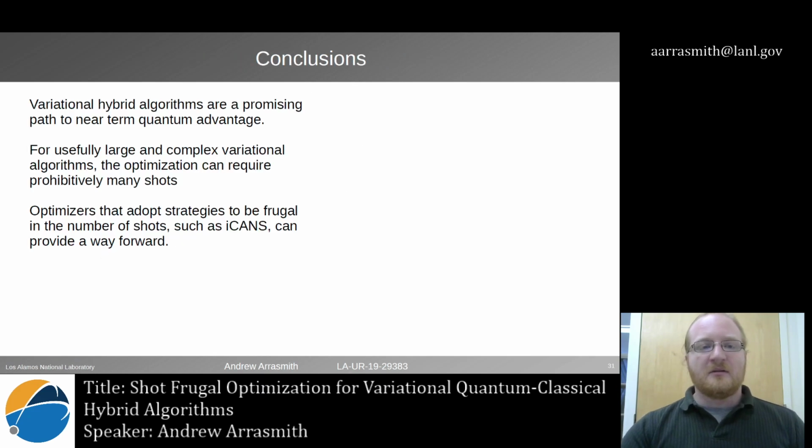So, in conclusion, variational hybrid algorithms are a promising approach towards getting quantum computers to be useful sooner. But we're going to have to be careful with how we do our optimization so that we don't shift computational complexity into where it's just hidden in the number of measurements we have to take. And so we advocate using optimizers that can adapt the number of shots used, so you can try and be frugal with that resource.